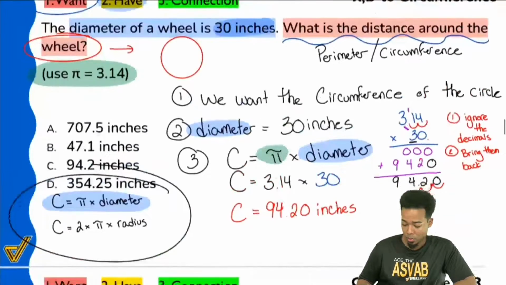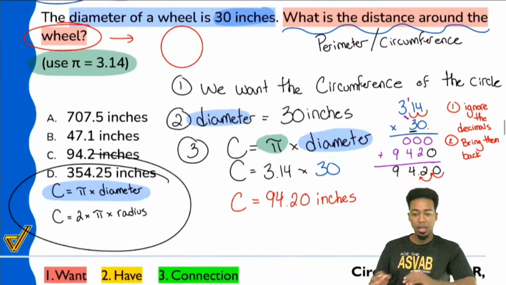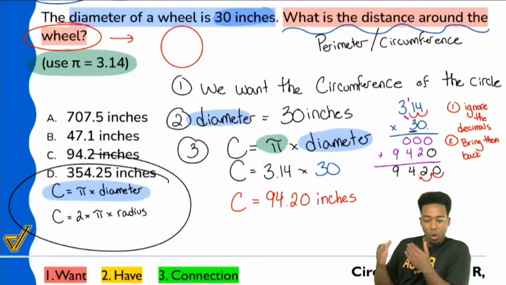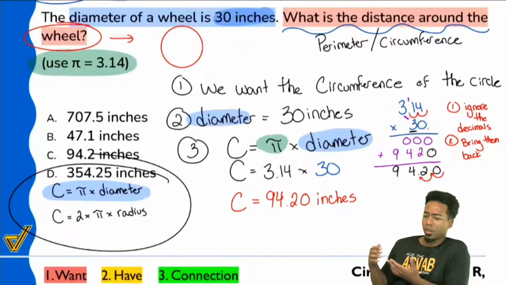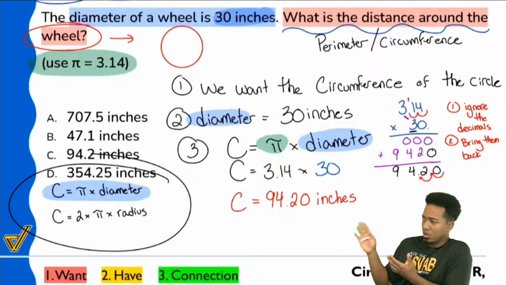So let me go ahead and zoom out a little bit and allow you to soak this in. Because anybody could ask you to just copy it down, take your notes. But I really want you to understand what just happened.